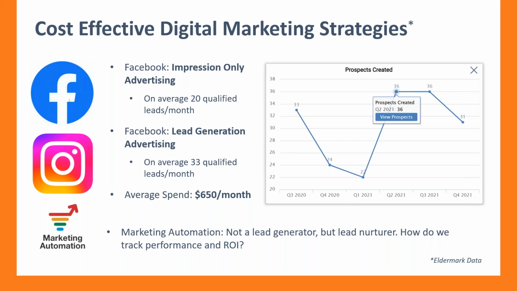And we're seeing an average spend of about $650 a month for Facebook advertising right now. Now, of course, that can go up from there, depending on what you need, how large your organization is, but that was the average spend that I pulled. And then marketing automation, that can be really cost effective as well. Now, marketing automation historically has not been really a true lead generator, although now we can start using it that way, but really a lead nurturer. So how do we track that performance and ROI for marketing automation?